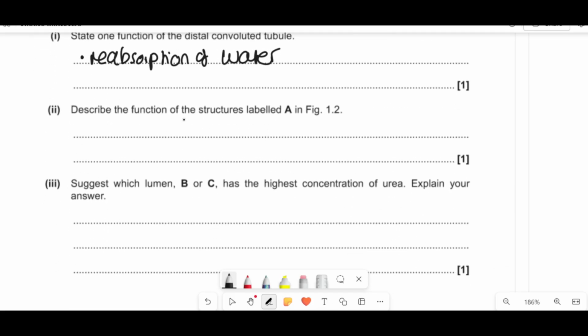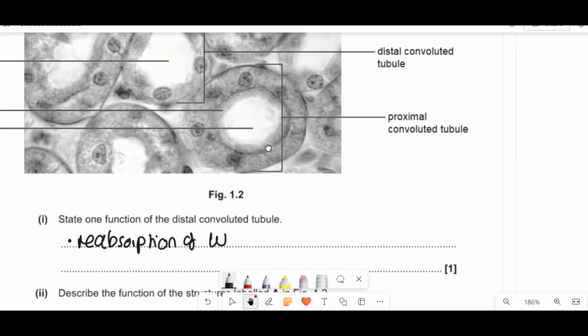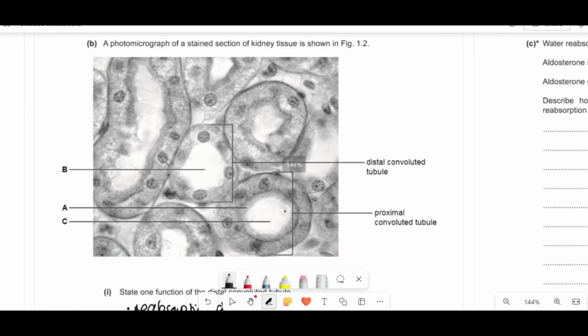Now it says describe the function of the structures labeled A in figure 1.2. So if we come back up here, what is A? We're looking at the proximal convoluted tubule, and this A is pointing at this lining here. Now the point of the proximal convoluted tubule is to reabsorb all of the glucose that's pushed out.